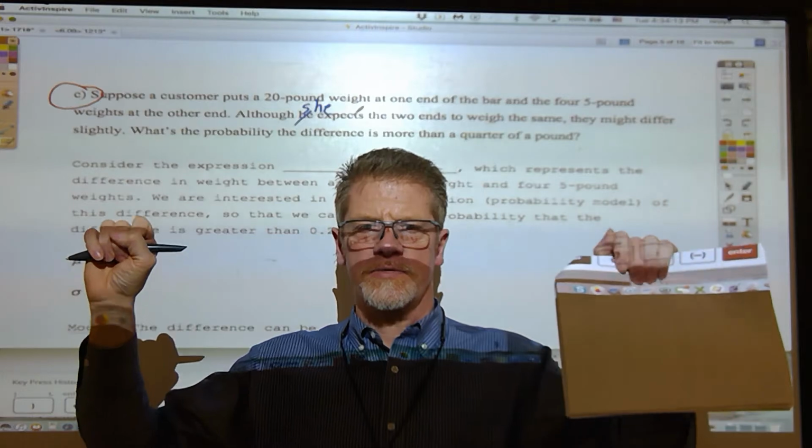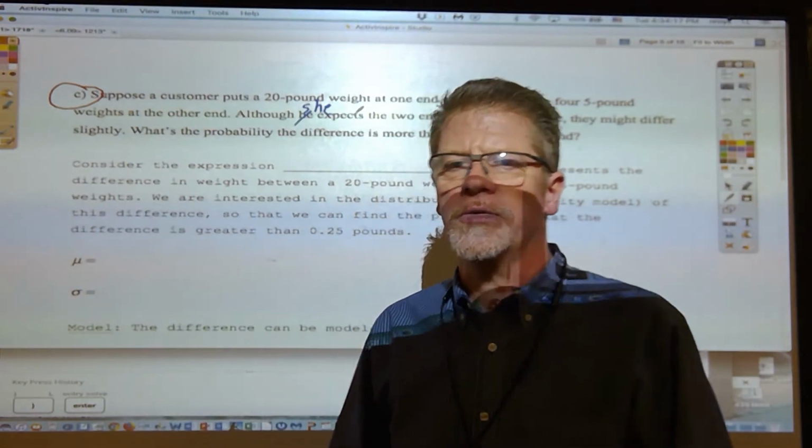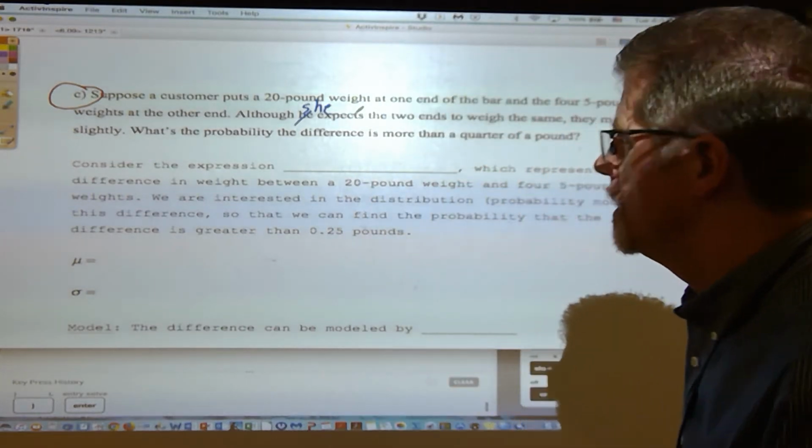So there's a lot at stake here. You know, the lifter's like, whoa, his side's too heavy. All of a sudden you lose control. You don't want that to happen, but it could.